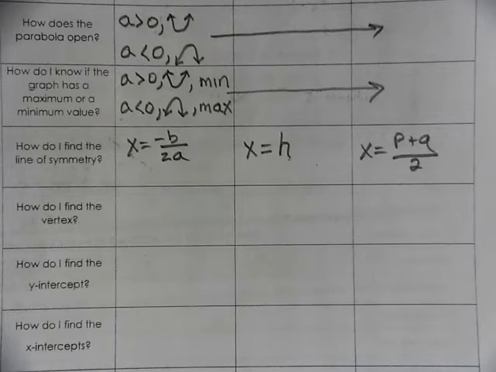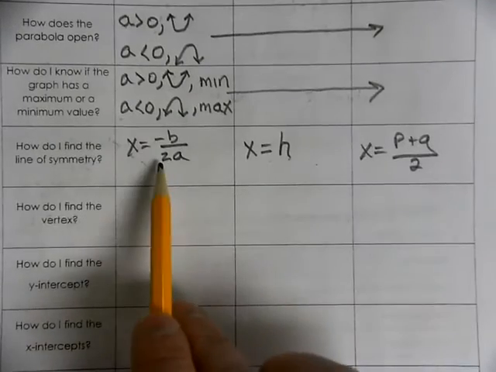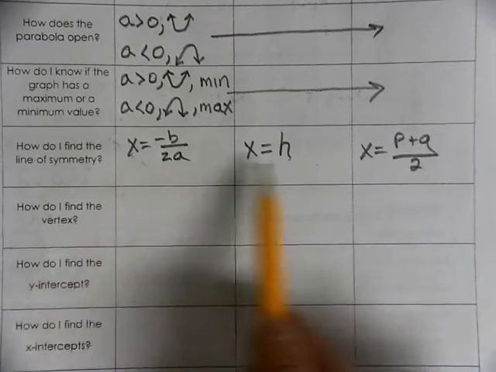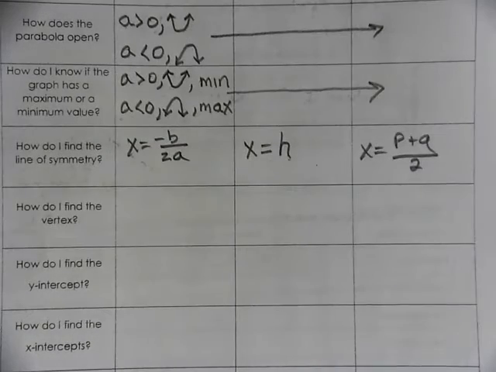That's your line of symmetry in standard form. Well, that is actually intercept form. This one here is standard form, and the middle one is vertex form.